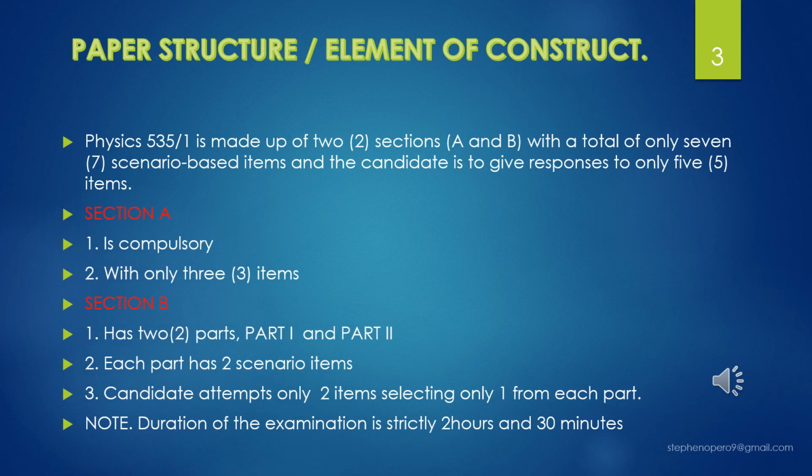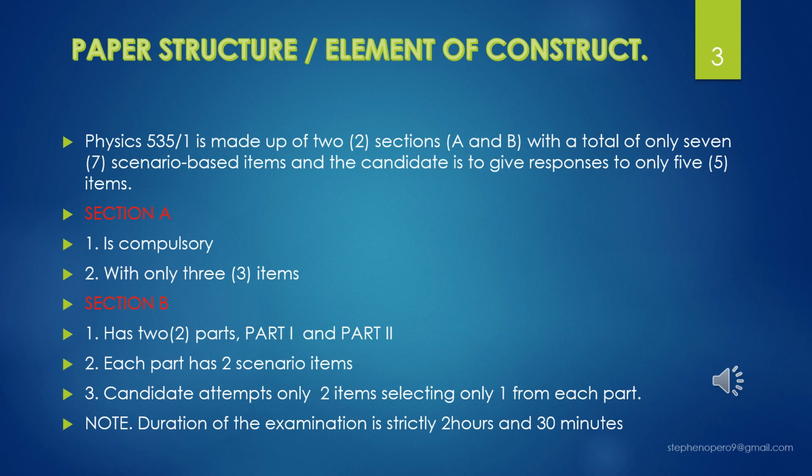So let's discuss the structure of the paper, or the elements of the construct. In simple terms, we are going to exhaust the topics that we combined to make a theme, and how they appear in the two sections, section A and section B. Like we agreed, the code of the theory paper is 5351, and it is made up of 2 sections, section A and section B, with a grand total of only 7 scenario-based items.